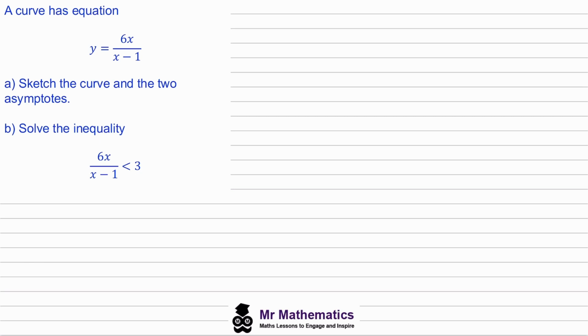So we've been given the equation that y equals 6x over x minus 1. We've been asked to sketch the curve and then to use that sketch to solve this inequality. So if I just sketch a pair of axes, there's a few key coordinates that we need to consider.